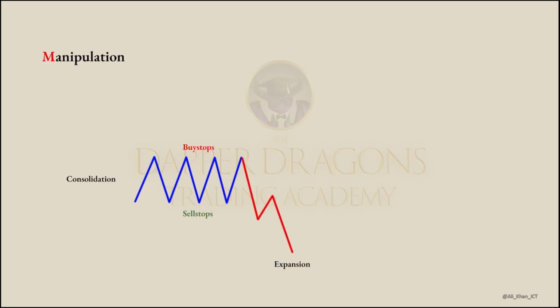Our next phase is the manipulation phase. The sell stops, which were below the consolidation, are now triggered as market orders. Smart money then pairs these sell stops with long positions. We have our expansion phase down. Then the market reverses and we have our expansion phase higher, triggering the buy stops. And then obviously these become market orders.